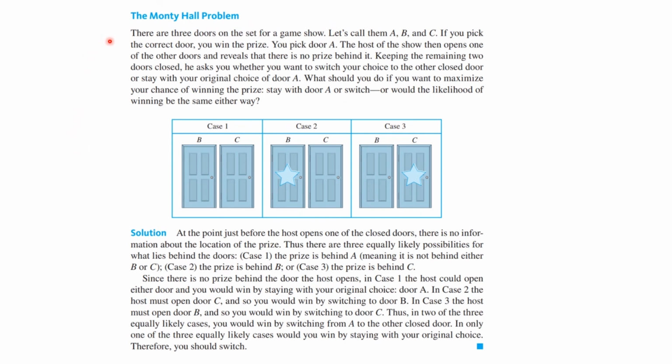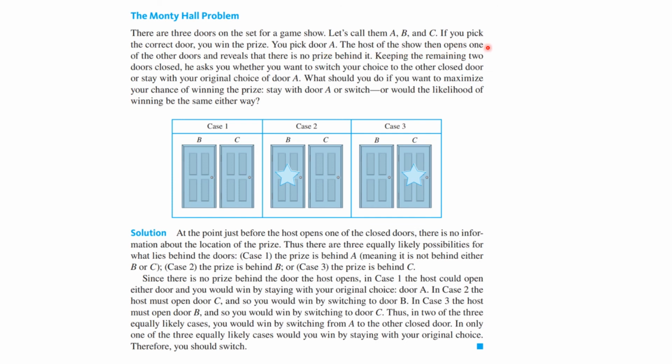Now let's talk about a somewhat harder problem about probability. And this is called the Monty Hall problem, because there used to be a show on television called Let's Make a Deal. In fact, it's still on, although Monty Hall doesn't do this anymore. But he was very famous for being the host of this show. Okay, so there are 3 doors on a set of a game show, 1, 2, 3. And we'll call them A, B, and C. If you pick the correct door, you win the prize. So you pick door A.